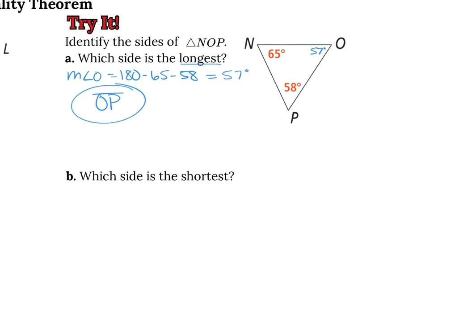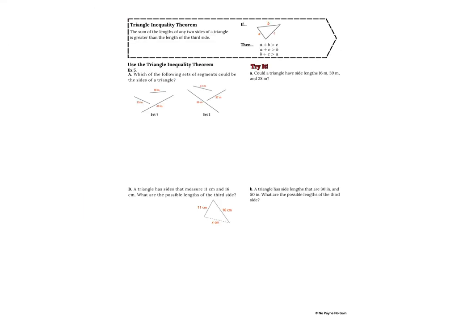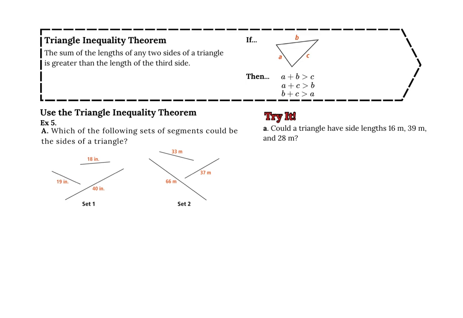Which side is my shortest? Well, my smallest angle is the 57 for angle O. The shortest side is NP. Right, triangle inequality theorem: the sum of the lengths of any 2 sides of the triangle is greater than the length of the third side.